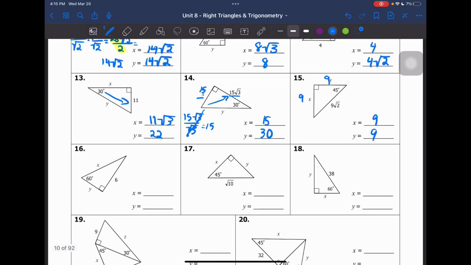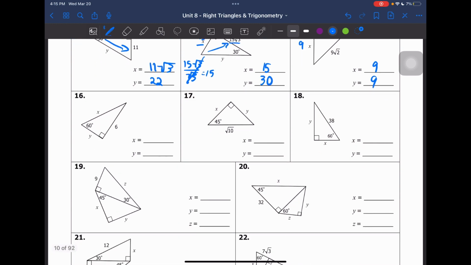Okay, let's look at 16. I can tell that this is a 30-60-90 triangle, and I was given the longer leg. So when I have the longer leg, I need to divide by root 3 in order to find what the shorter leg is. So I'm going to do that, but then I have to multiply by my special form of 1. So I'm left with 6 root 3 over 3. 6 divided by 3 is just 2, so this simplifies into 2 root 3. So that's my shorter leg, which is labeled as y.